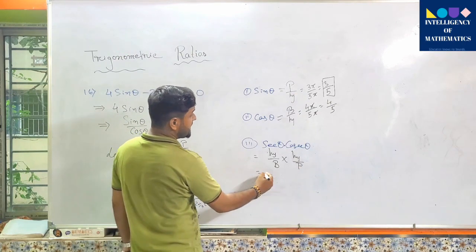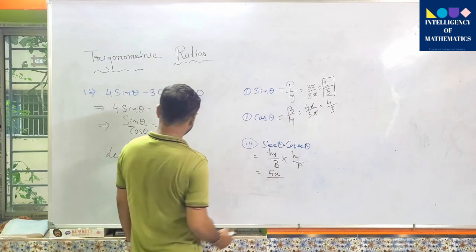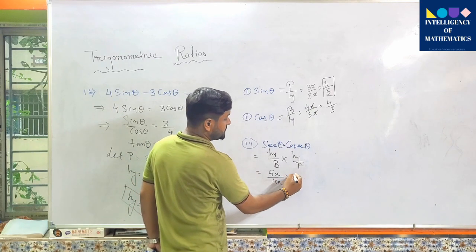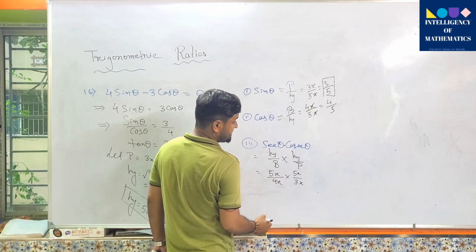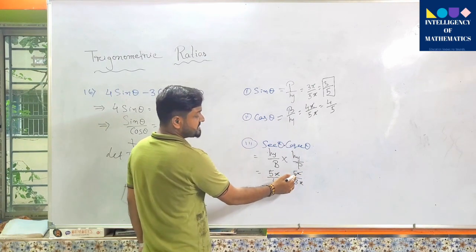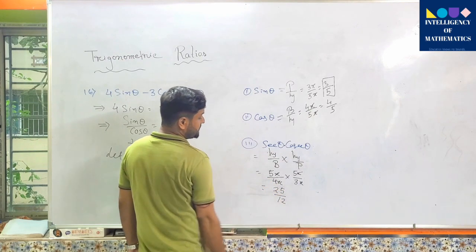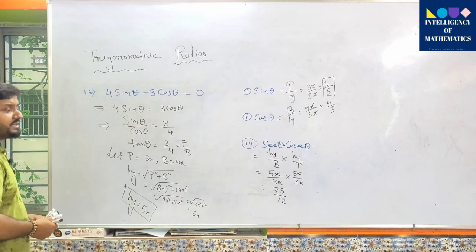The values are given. Hypotenuse as 5x we got, base we got 4x, into again 5x as a hypotenuse, this is 3x. So x will be cancelling, we cannot cut, any common factors are not there, so multiply 25 by 12. So we're getting the answer as 25/12.